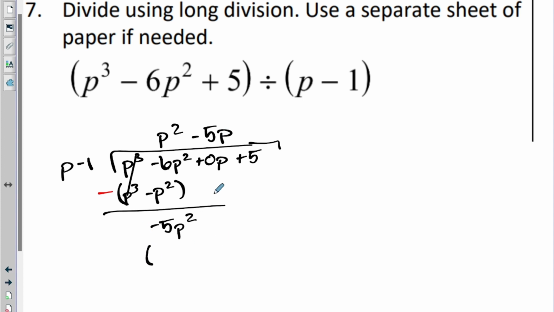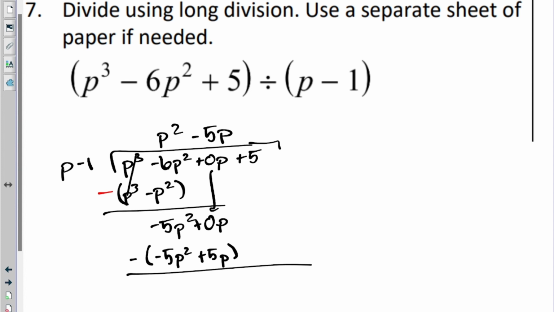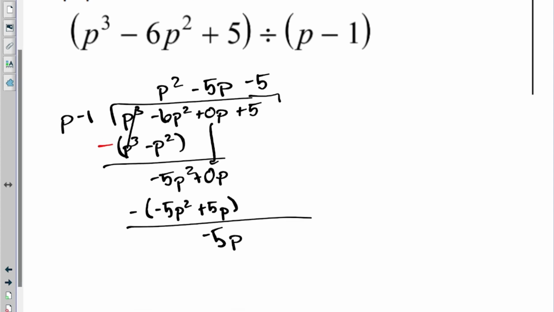And then we actually multiply it. And we drop this down. Plus 0p. And then we do minus negative 5p squared plus 5p. And then we do this. And then we're subtracting 5p. So we go here. And then I do minus 5. And then we multiply. We bring this down. We do plus 5.